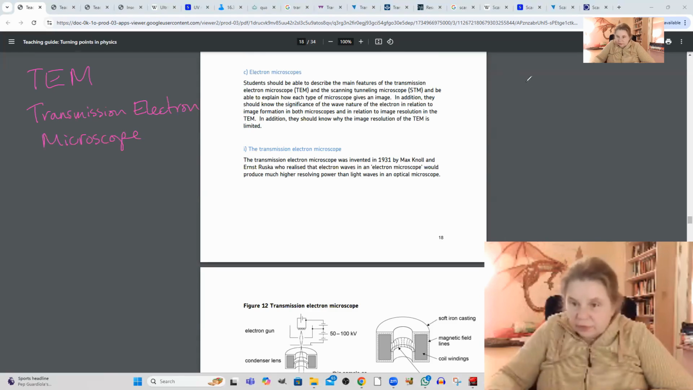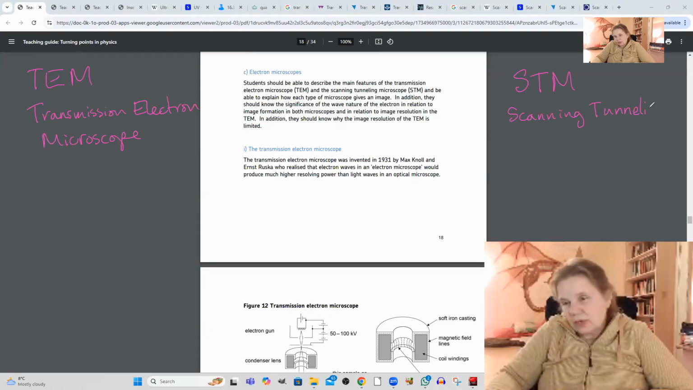And the second is the STM, which is the scanning tunneling. One L or two L's? Oh, I think it ought to have two. Tunneling microscope.